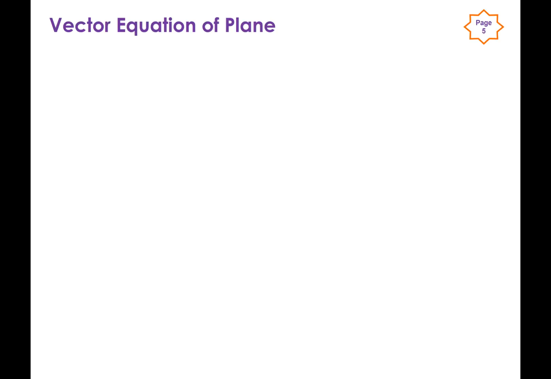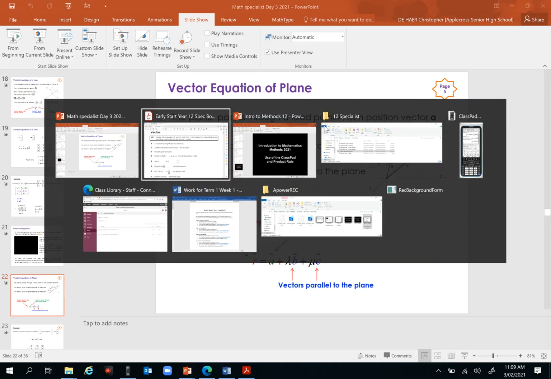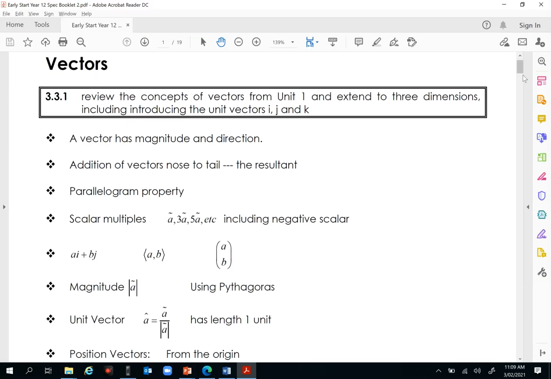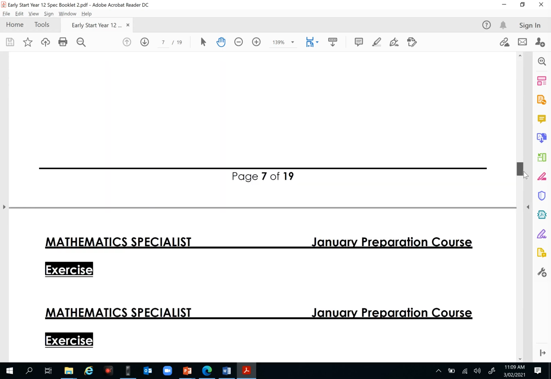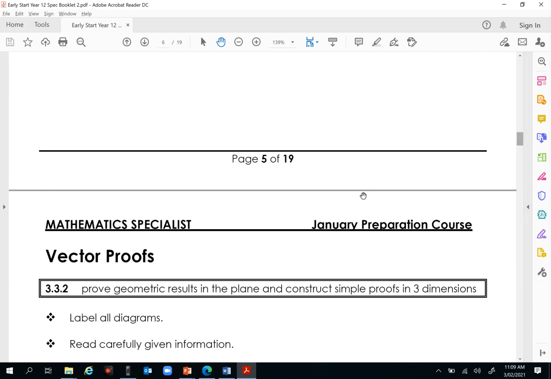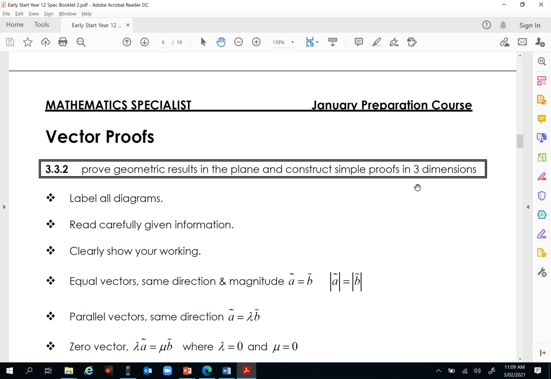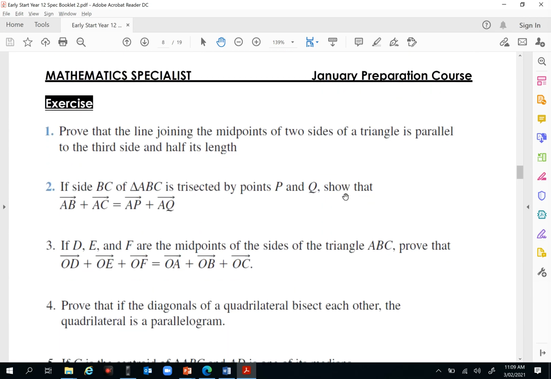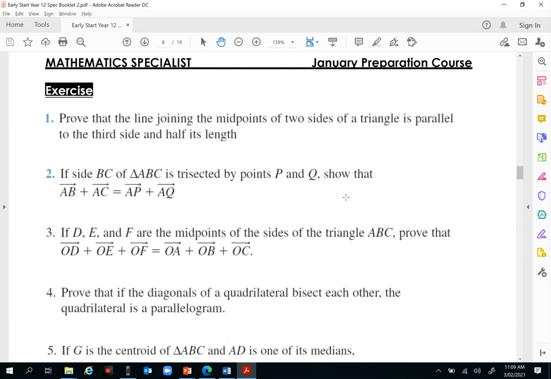And then we get into vector equation of a plane. Now there are notes for that. I'm actually going to stop going through this PowerPoint at that stage, but you can have a look at that if you want. The only other thing that I'll say at the end of this video is that one thing you can be doing is some revision of your vector proofs. Vector proofs are now extended to 3D situations, but you can always have a look at the vector proofs that are here in the exercise, which are nearly all 2D situations.